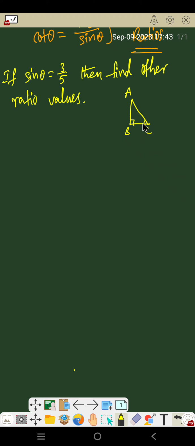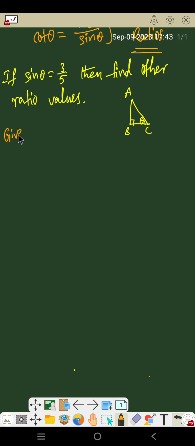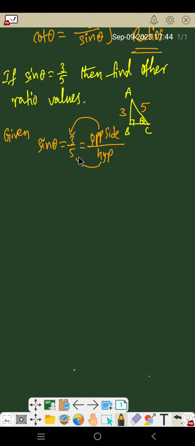For example, if you take theta at the vertex C here, theta. See, what is given? Sin theta is equal to 3 by 5. Actually, what is the sin formula? Opposite side by hypotenuse. For theta, opposite side value is how much here? 3. Hypotenuse value here how much? 5. Just to compare the ratios: opposite side value 3, hypotenuse value 5.